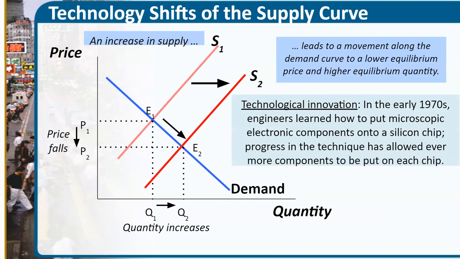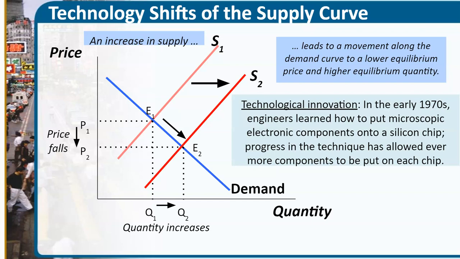So, supply curve shifting rightward or outward. Technological innovation in the 1970s is a good example here. Notice the supply curve is shifting. Demand is moving along the curve from E1 to E2, and the price is now falling, leading to a greater quantity and a lower price. So as a result of this technology in the 1970s, we have more supply and we're able to do it at a lower price point, but produce more quantity as a result of this.